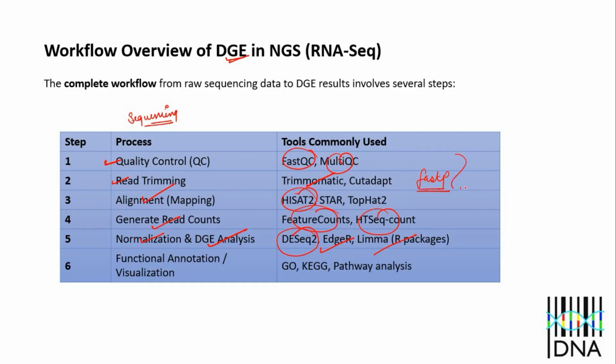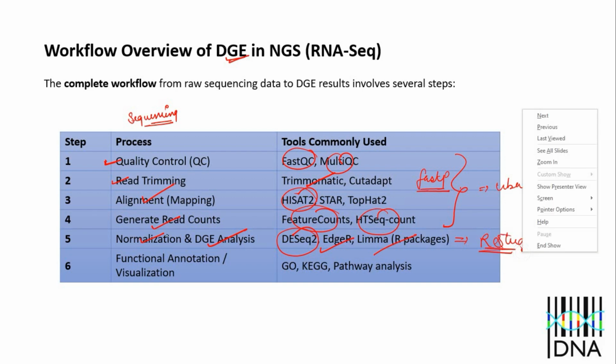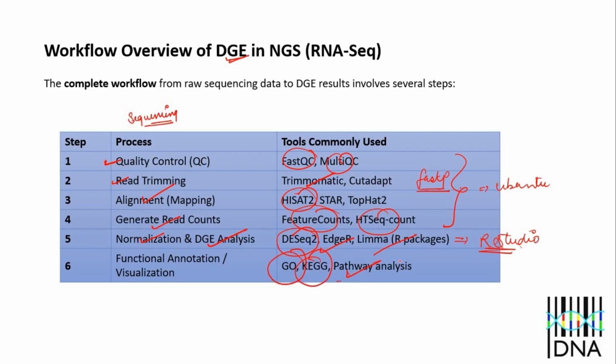These tasks are performed on Ubuntu, and this is performed on RStudio. Then functional annotation or visualization. For this, Gene Ontology and KEGG pathway analysis. KEGG is a pathway database and Gene Ontology is for all functions. For Gene Ontology, a database is present that is known as DAVID. KEGG is a database for the pathway analysis. This is the complete workflow of differential gene expression.